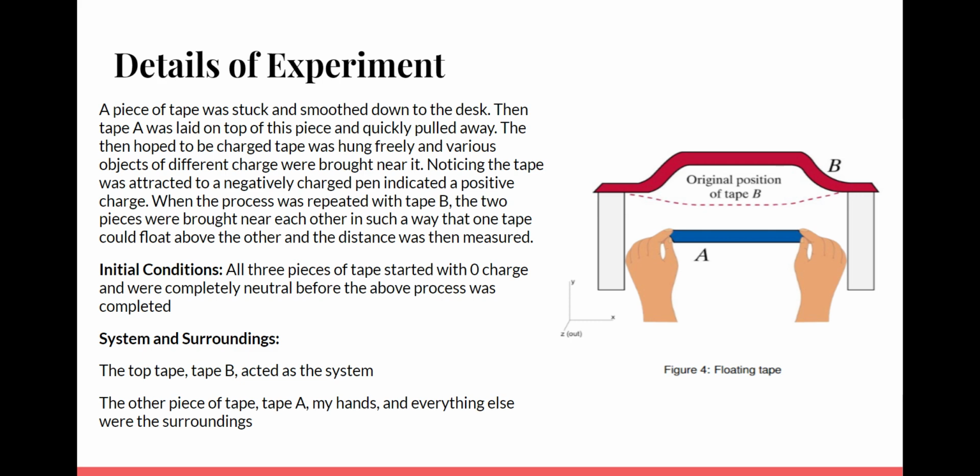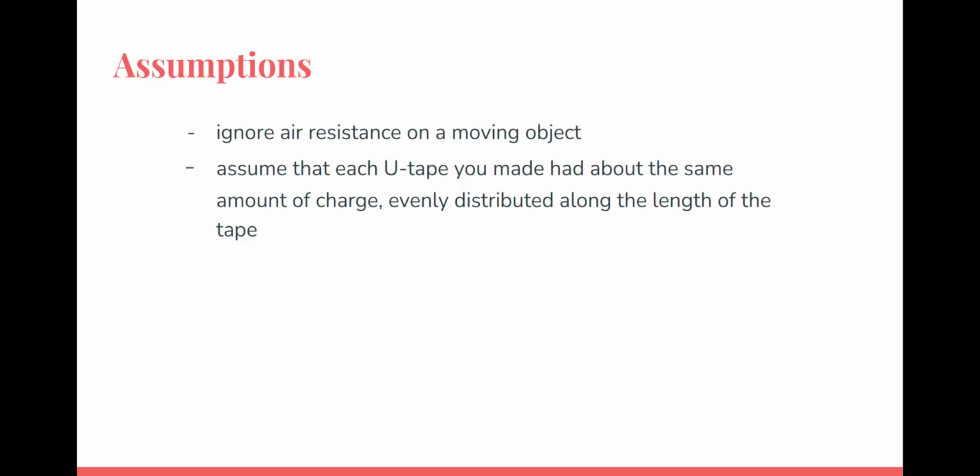In the system and surroundings, the top tape, tape B, as you can see on the diagram to the right, acted as the system, and the other tape, my hands, and everything else were the surroundings. The assumptions in this lab were that air resistance was ignored and that each tape was about the same charge as the other one I made. I also assumed that the charge was evenly distributed across the entire length.